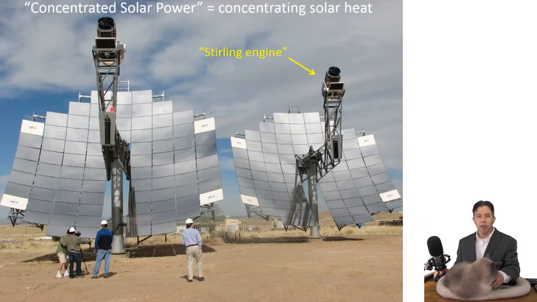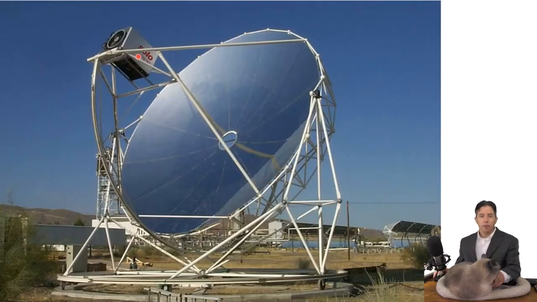Sandia Labs has actually been working on this. These are mirrors, and they all reflect the sun to this capsule, and this capsule is something called a Stirling engine. It's a heat-powered engine, and so as one side of this is hot and the other side is cooler, that temperature difference will cause this little engine to run, and they can generate electricity that way. Here's another version of that. There's a parabolic mirror, and again, one of those Stirling engines that's generating electricity on the end here.